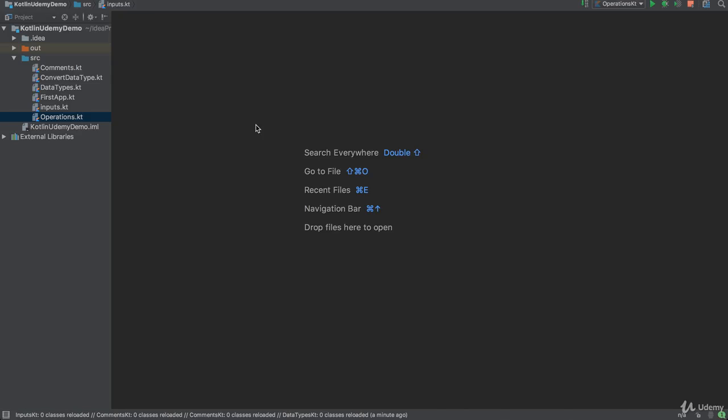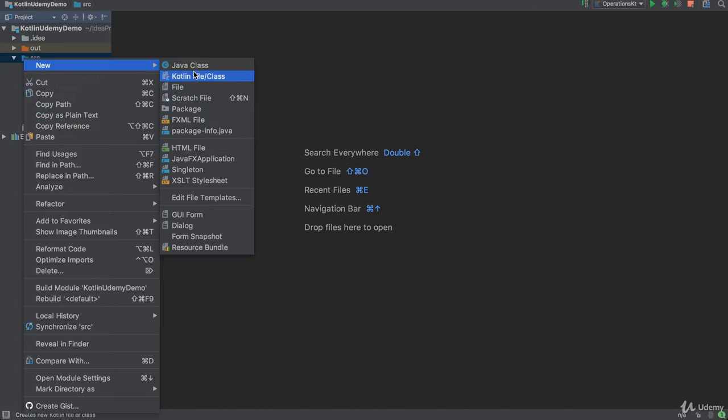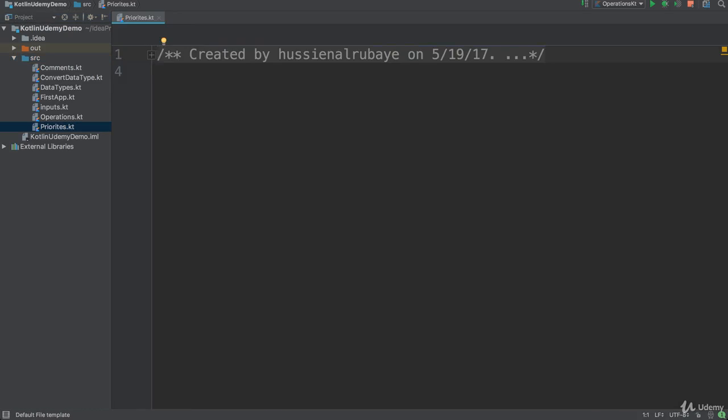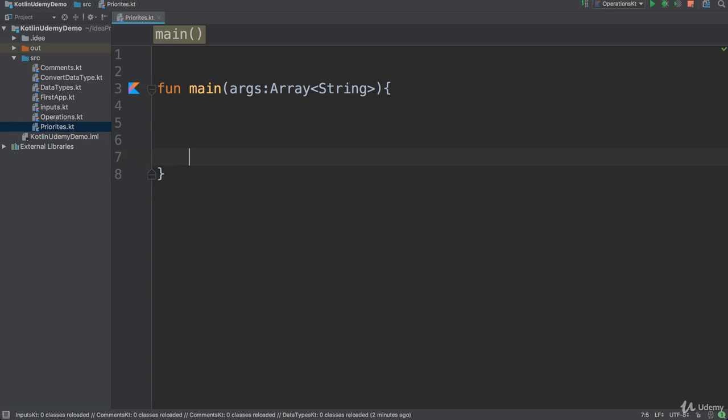Hey again. In this video we will talk about the priorities. So let me just create a new file and I name it priorities. Hopefully I wrote it correctly. Hopefully I have a main function.